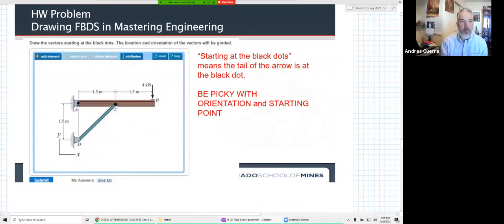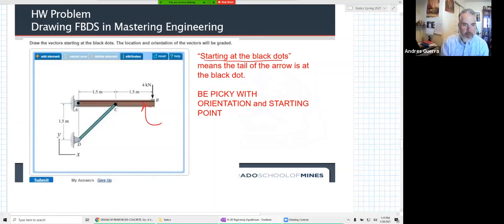You do have a homework problem here where you're going to be asked to draw FBDs in Mastering Engineering. Starting at the black dots is what it says to do, and that means the tail of the arrow is at the black dot. Be picky with your orientation and your starting point. They ask you to draw the FBD of this rigid object right there.